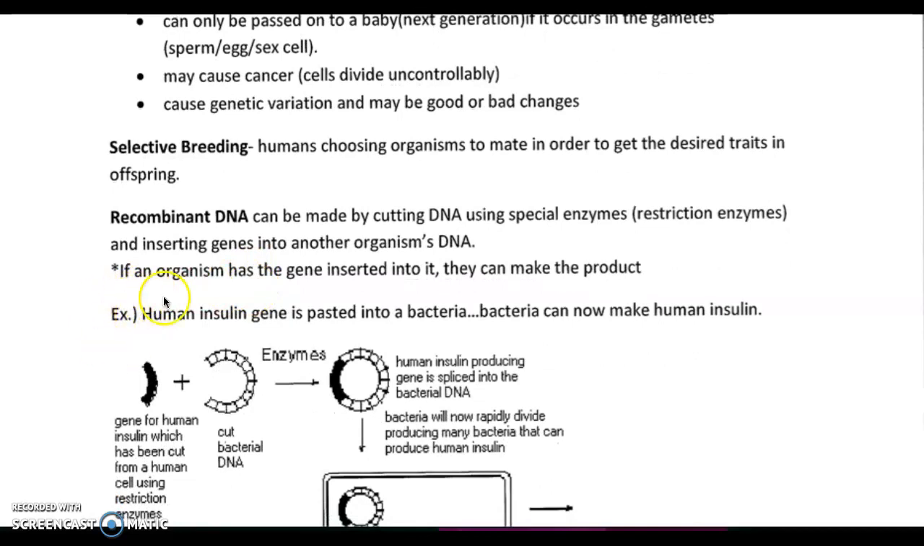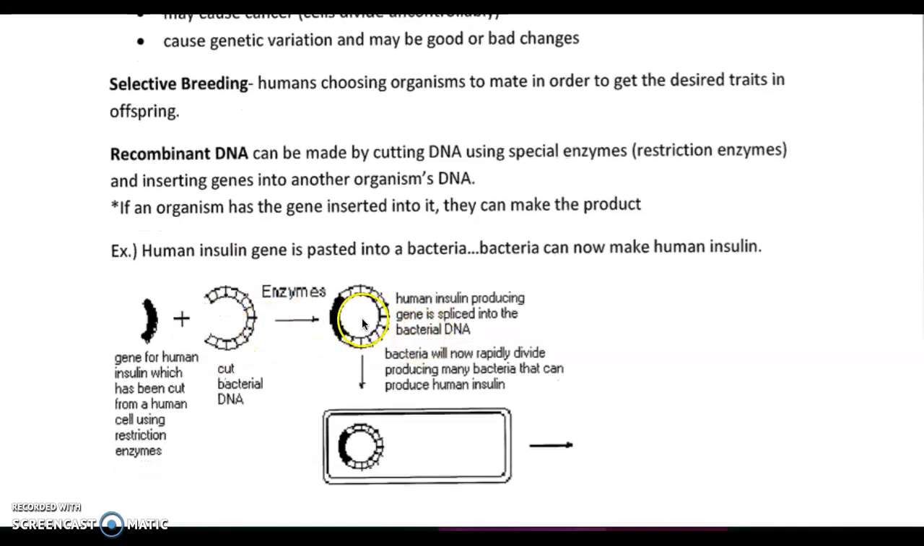So the main example here is human insulin, very important. We use bacteria most of the time with recombinant DNA because bacteria reproduce very quickly. So whatever you're trying to make is going to be made very quickly if you use bacteria. Using a restriction enzyme, the gene for human insulin is cut out and introduced into a bacterial plasmid. That's another way to say bacterial DNA.